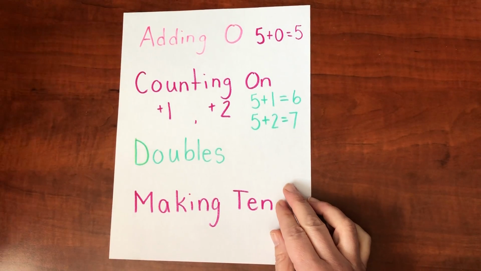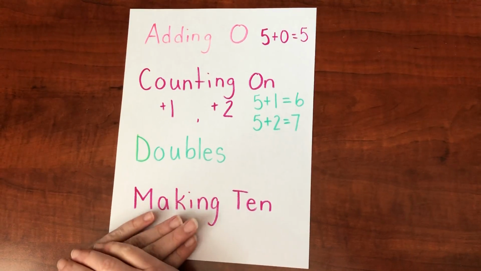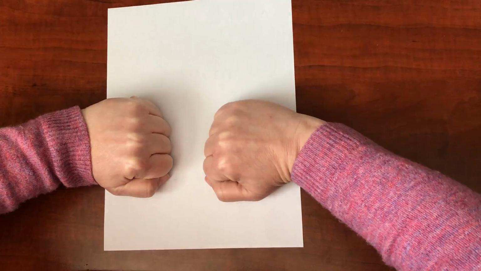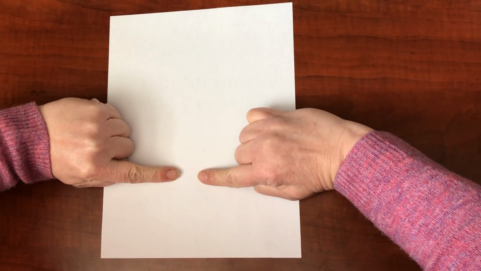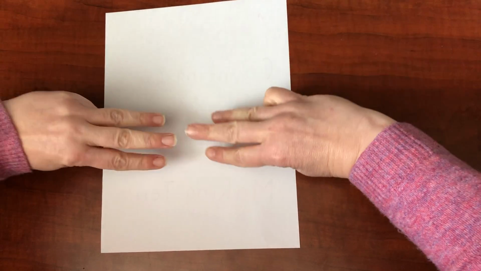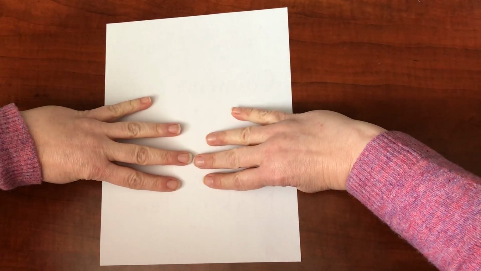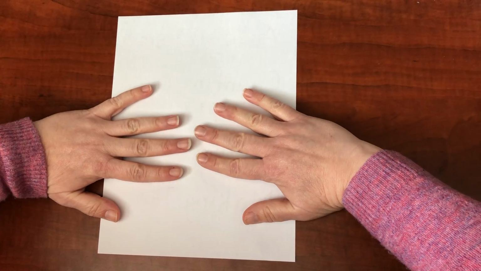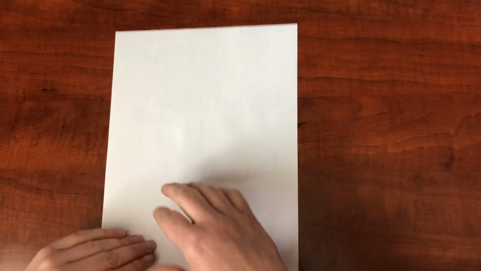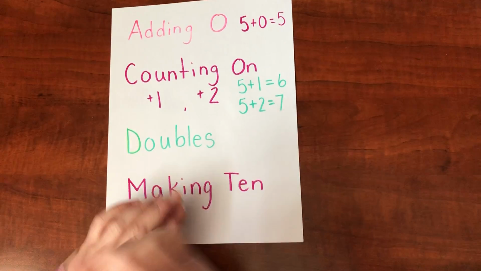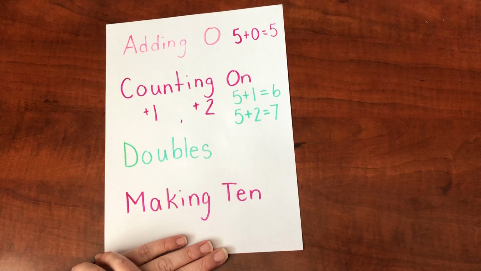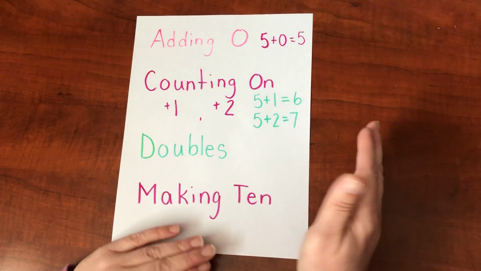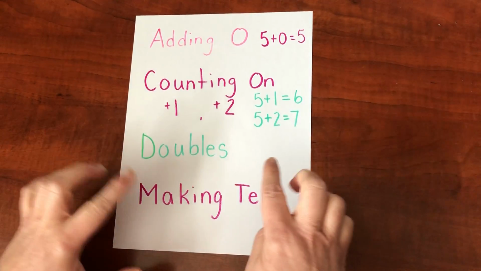Our next strategy would be doubles. And so remember, we've done doubles many times. 0 add 0 is 0, 1 add 1 is 2, 2 add 2 is 4, 3 add 3 is 6, 4 add 4 is 8, 5 add 5 is 10. Now, I know I ran out of fingers, but we keep going, right? 6 add 6 is 12, 7 add 7 is 14, 8 add 8 is 16, 9 add 9 is 18, and 10 add 10 is 20. So those doubles are just practicing, thinking about those even numbers that can be equally broken into two doubles, right? All of the answers for doubles are even numbers.